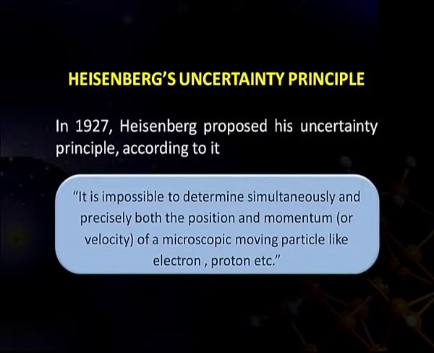In 1927, Heisenberg proposed his uncertainty principle. According to it, it is impossible to determine simultaneously and precisely both the position and momentum of a microscopic moving particle like electron or proton.